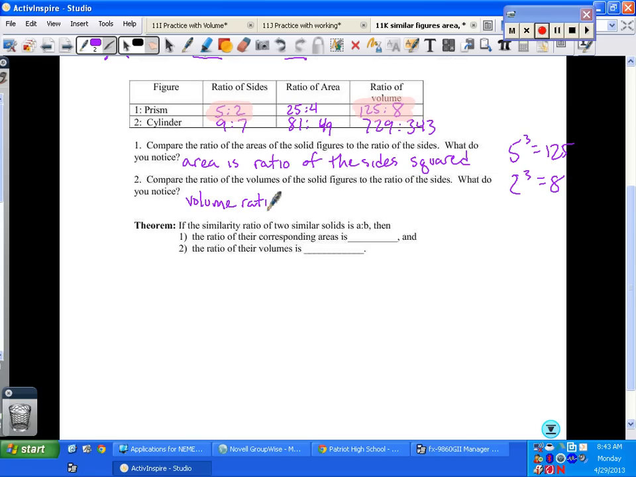So what I should notice here is that the volume ratio is the ratio of the sides cubed. Okay, and then here the theorem at the bottom: if the similarity ratio of two similar solids is a to b, then the ratio of their corresponding areas is a squared to b squared, and the ratio of their corresponding volumes is a cubed to b cubed.